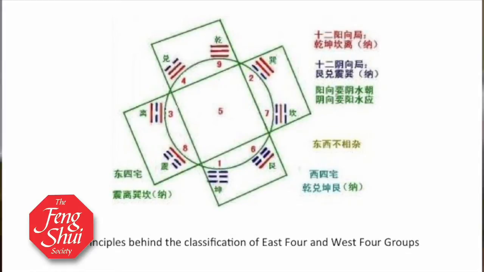And also the other justification is that Yang facing needs Yin water and Yin facing needs Yang water to make the intercourse of Yin and Yang complete. So you can see that 2 is opposite to 3, 7 is opposite to 8, 6 to 9, and 1 to 4. So you have the yin yang numbers opposite each other. So that creates the East 4 and the West 4 grouping.